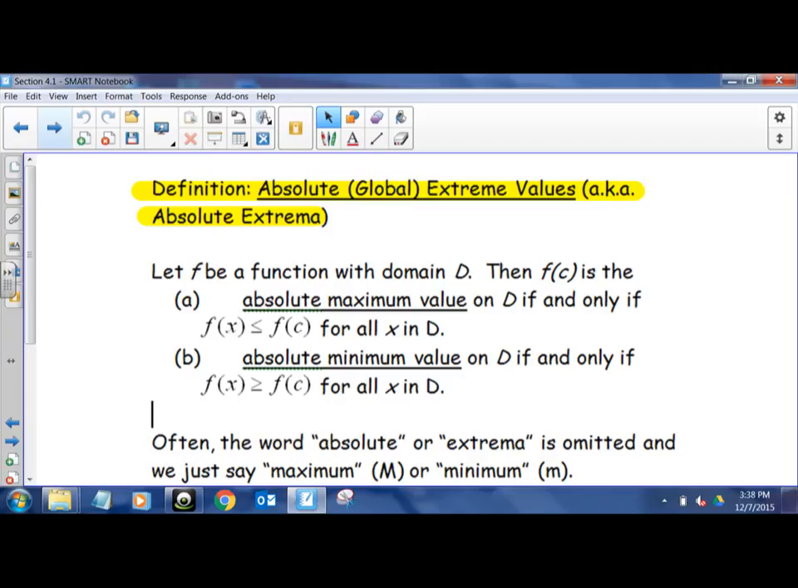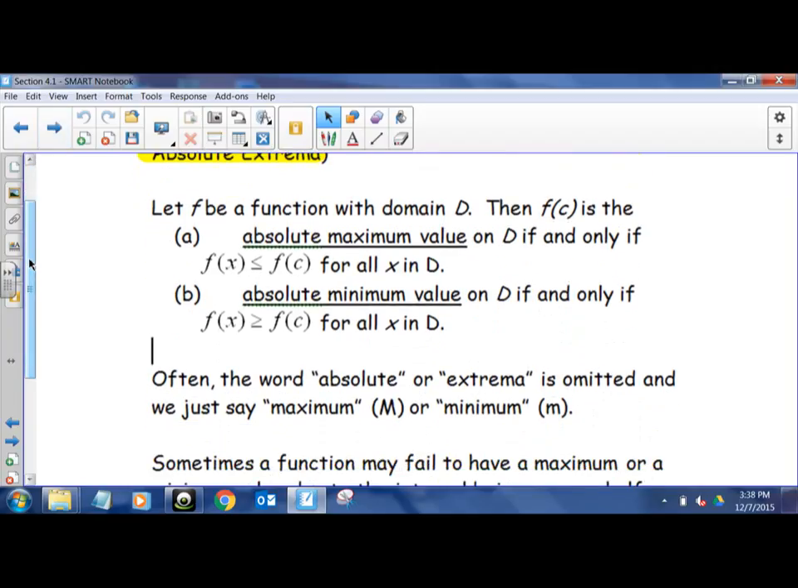But here's the definition of absolute extrema. Sometimes it's known as global extrema. They mean the exact same thing. Let f be a function with domain D, then f of c is the absolute max on D, the domain, if and only if f of x is less than or equal to f of c for all x in D. In other words, it's the highest point on the function in its domain. Absolute min, lowest point on the function in its domain.